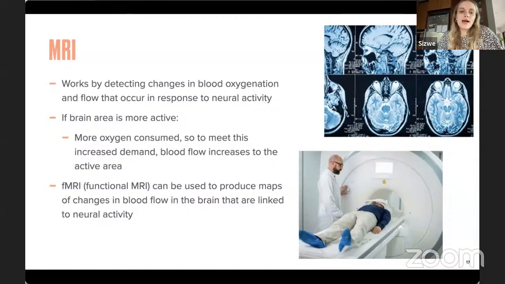An fMRI, which is a functional MRI, can be used to produce maps of changes in blood flow in the brain that are linked to neural activity. So when we're specifically doing functional, we can create maps basically of where the blood is going and why. Then we can link that all together and see, okay, well, that's basically probably where the neural pathway is. Since it was going from this part of the brain to that part, that person was probably speaking.